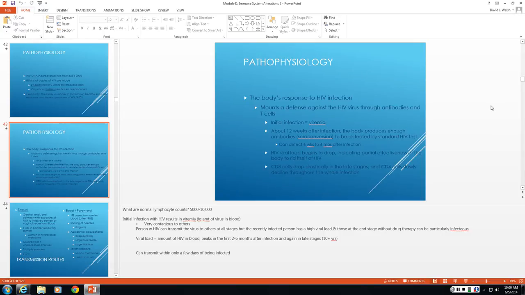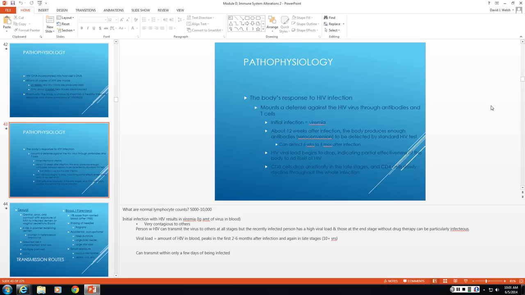About 12 weeks after the infection, the body produces enough antibodies, or seroconversion, to be detected by standard HIV testing. Now, this can be detected at 6 weeks to 6 months after the infection. The HIV viral load begins to drop, indicating a partial effectiveness of the body to rid itself of the HIV. But the CD8 cells drop dramatically in the late stages, and the CD4 cells slowly decline throughout the whole infection.